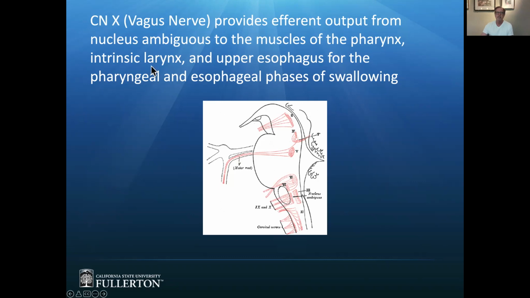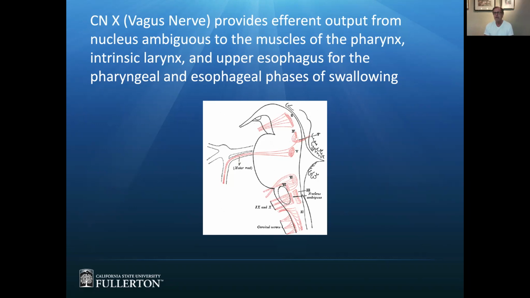So here it lists them. It says cranial nerve 10 provides efferent output from the nucleus ambiguus to the muscles of the pharynx. And I could put here velum, the velar muscles, the pharyngeal muscles, the intrinsic laryngeal muscles, and the upper esophageal muscles. So those are all the muscles, except for the stylopharyngeus, involved in the entire pharyngeal phase of the swallow. And then the upper esophagus.